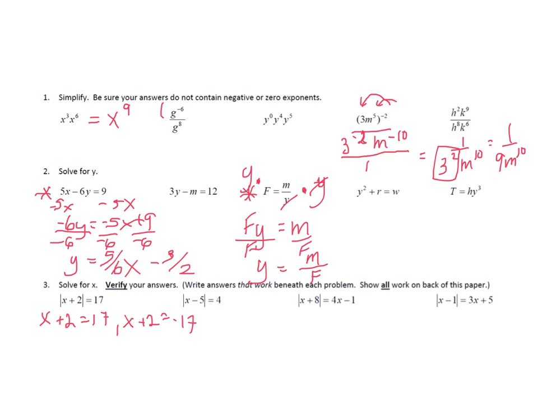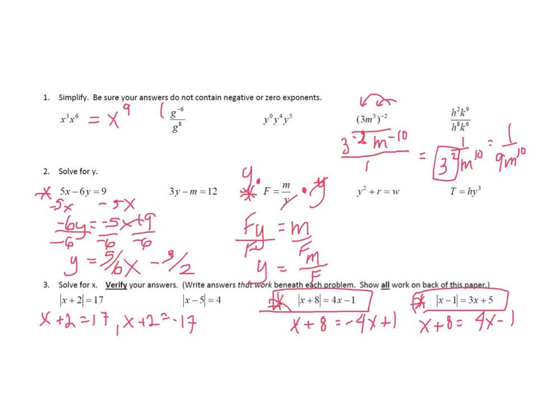The last 2 are a little trickier. It says the absolute value of x plus 8 equals 4x minus 1, and it says x minus 1 equals 3x plus 5. What you need to do is reverse the signs. You solve for x plus 8 equals negative 4x plus 1, and x plus 8 equals 4x minus 1. In each case, you'll get an answer that works for this problem. Use the same procedure for this last, and you'll have completed homework number 5.